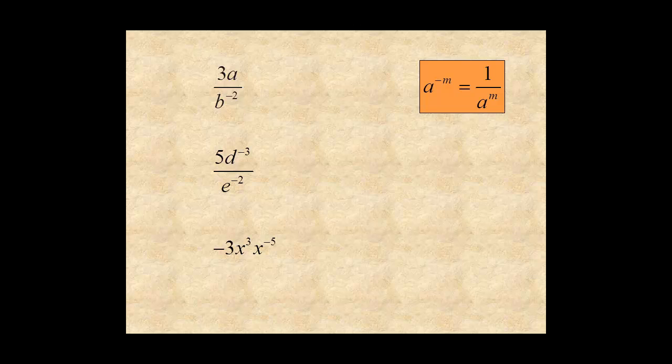For the first example, there's a negative exponent in the denominator. Move it to the numerator for 3ab to the 2. In the second example, there are negative exponents in both the numerator and the denominator. Write the inverse of both powers. And the final expression is 5e to the 2 over d to the 3.